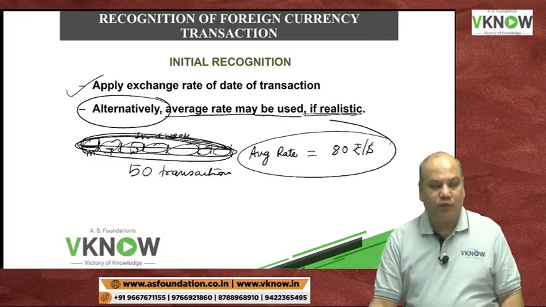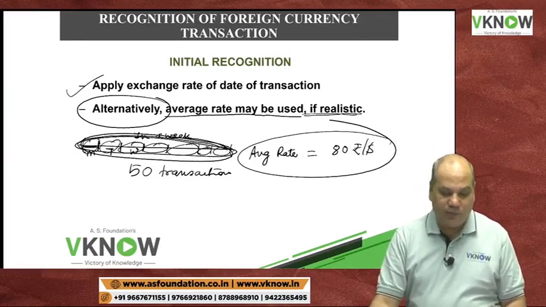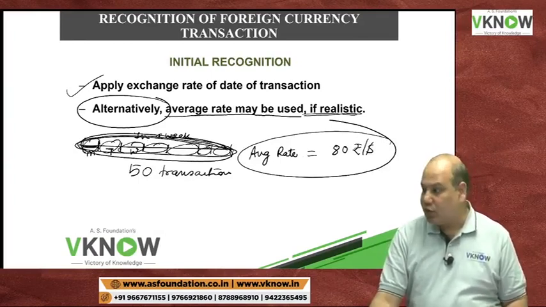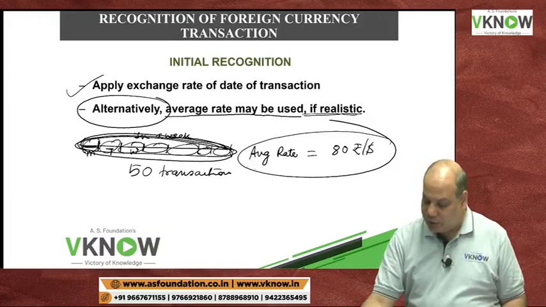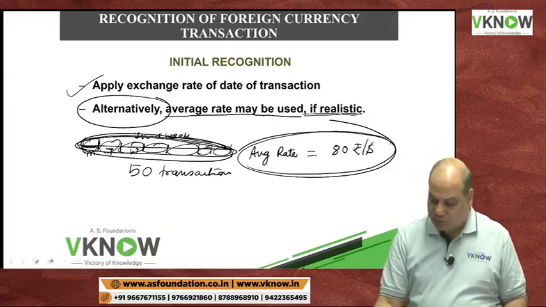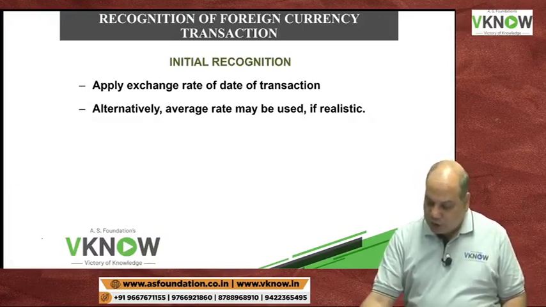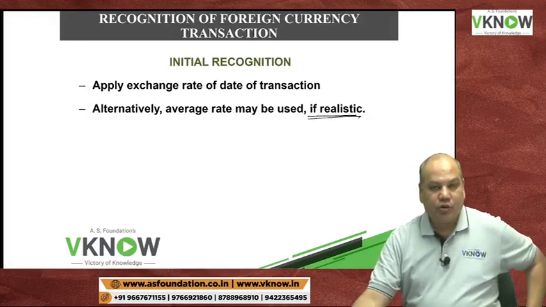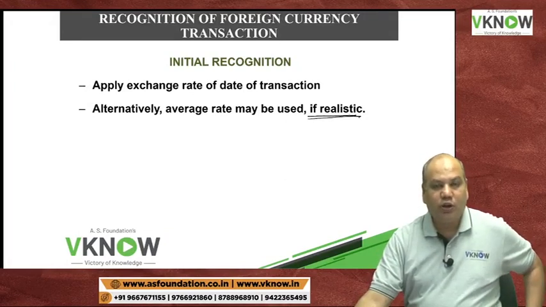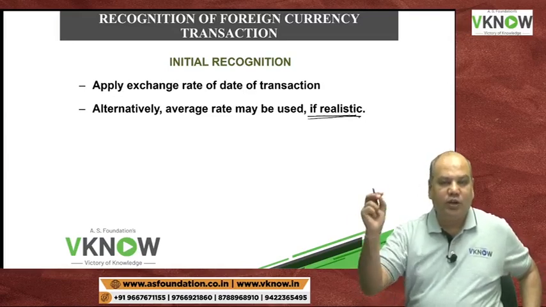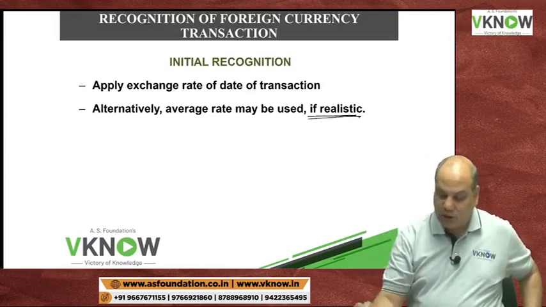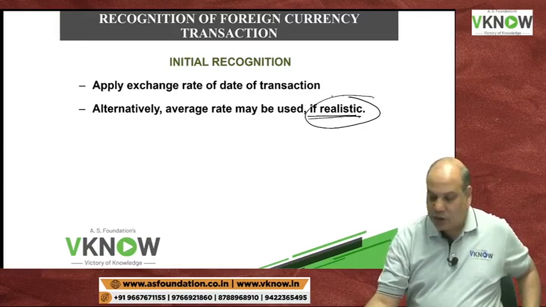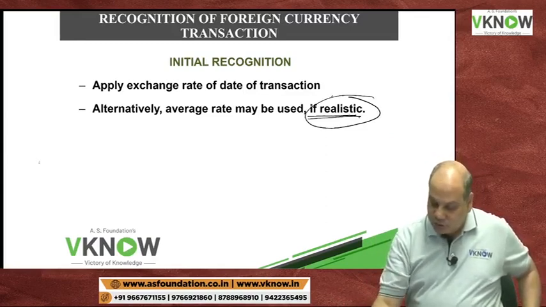This is given for convenience, simplification. This is done so that companies will find it simple to apply this standard. However, if the average is not realistic, then don't apply average. Take the specific rate of that date. Example of unrealistic.